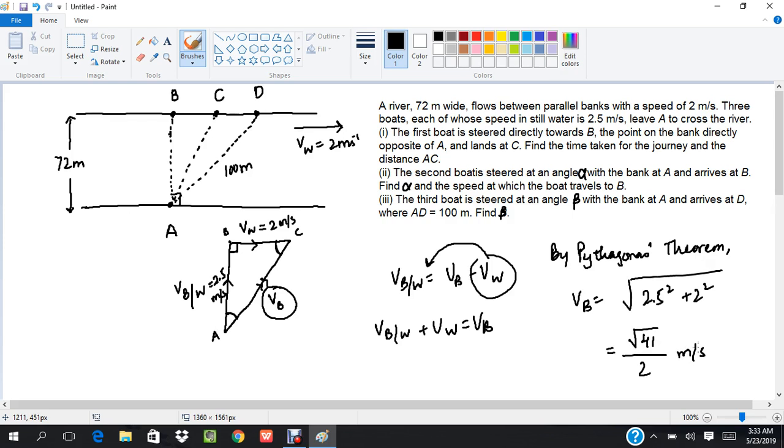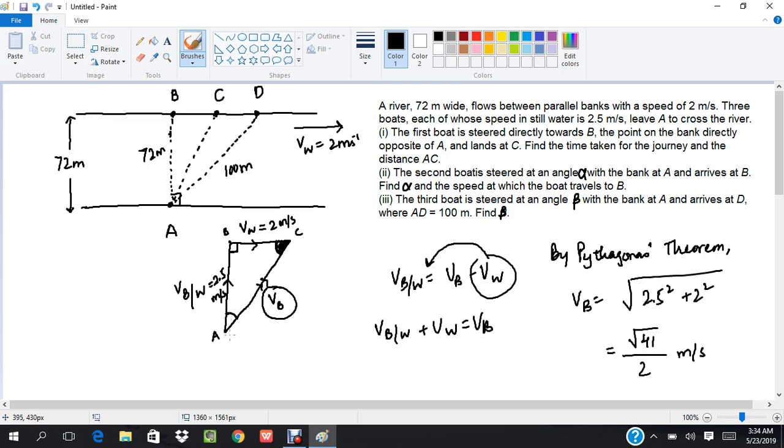Right. Now, in order to find the time, we need to know the distance AC. And we have been asked to calculate this distance as well. But the only thing that we know is that the distance AB is 72 meters. We don't know any angle. We don't know any other side through which we can find AC. So what we can do is use our triangle of velocities to evaluate one of the angles. And once one of the angles is calculated, we can use trigonometry to find the distance AC. So let's find out this angle.